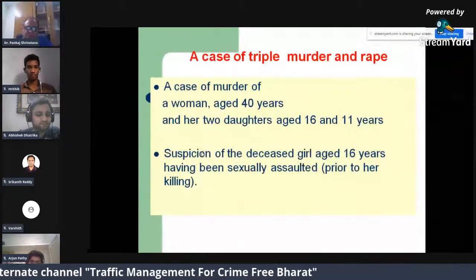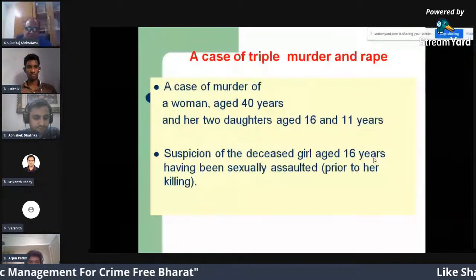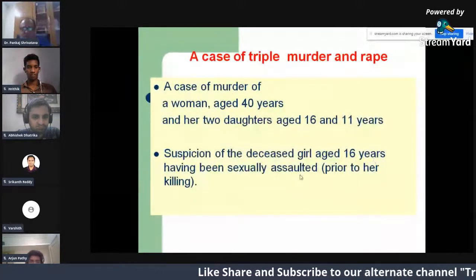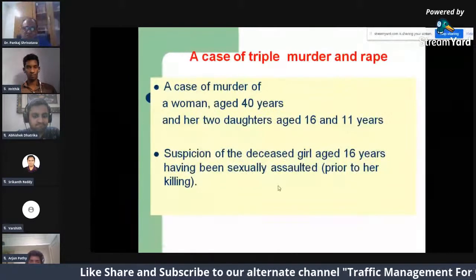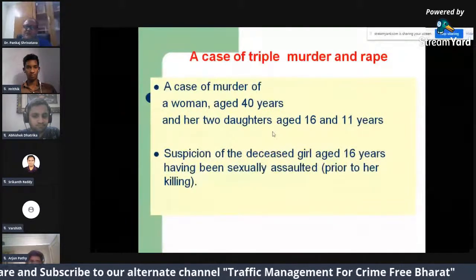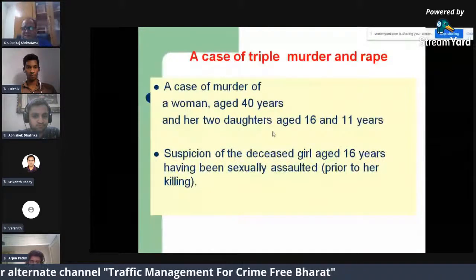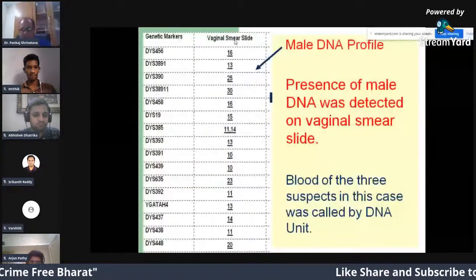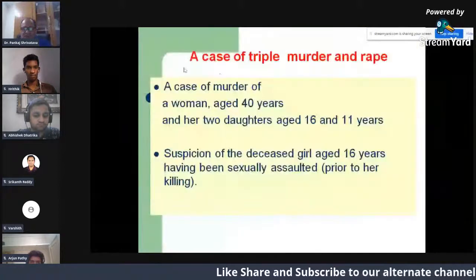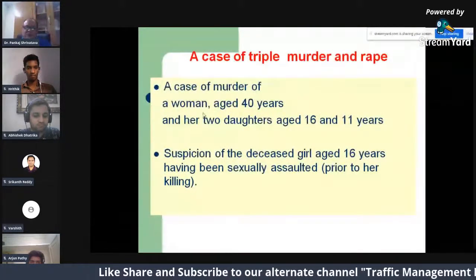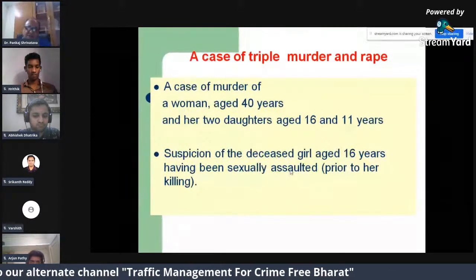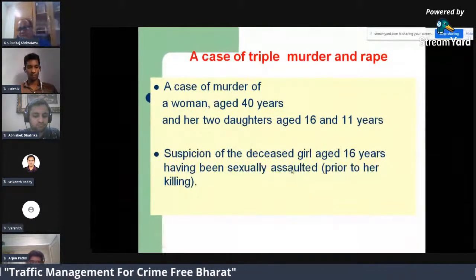And there was a suspicion that the deceased girl, 16 years old, had been sexually assaulted prior to her killing. Now, this case was earlier presented for biological and serological examination in our laboratory. The result was that spermatozoa was not found present in the slide of the victim. This was the final outcome of the result.